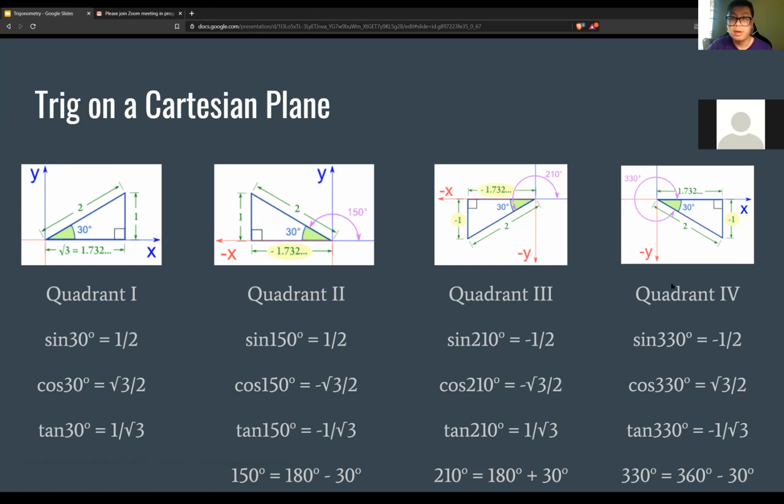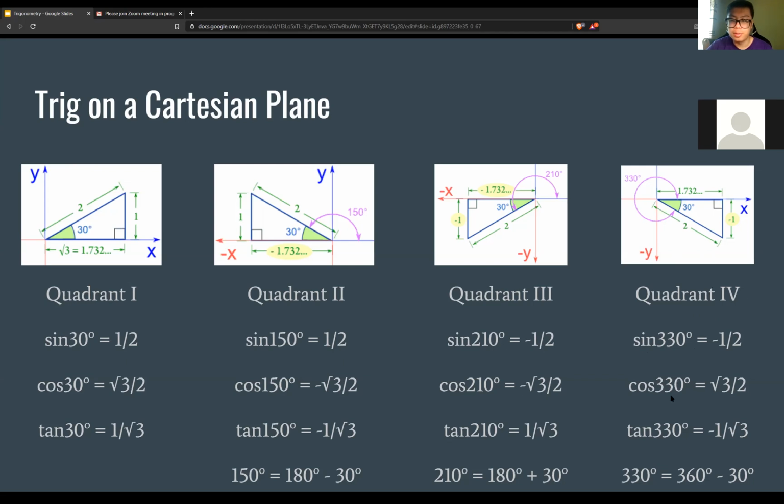Now let's look at quadrant 4. Quadrant 4 is made with the positive x-axis, but the negative y-axis. And we're going to look at the angle 330 degrees. That's the angle made with the positive x-axis, and if you rotate counterclockwise all the way to the hypotenuse, that's 330 degrees. Let's look at sine of 330 degrees. So sine is y over r. Remember here that y is negative, so it's negative 1 here, and r is always positive, which is 2. So you divide both of them, you get negative 1/2.